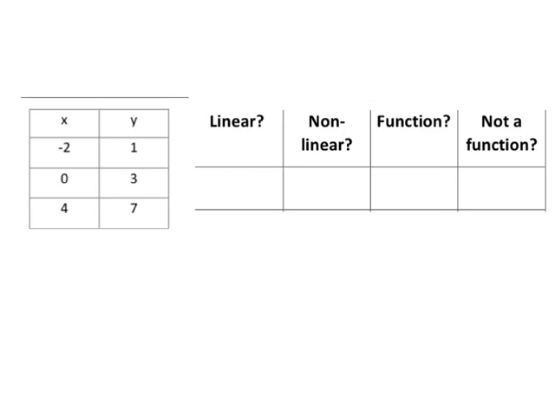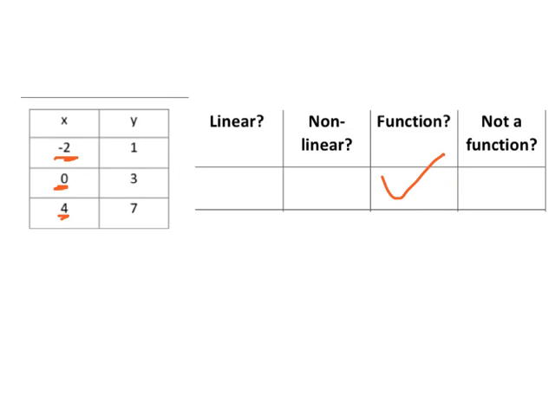Looking at the next table, when I look at my x values, first let's figure out, is it a function? So is this table a function? All of my inputs are different, so it is a function. But is it linear? When I look at my x values, I see that they're all increasing. We're going from -2 to 0 to 4. And same thing with my y values. My y values are all increasing as well.